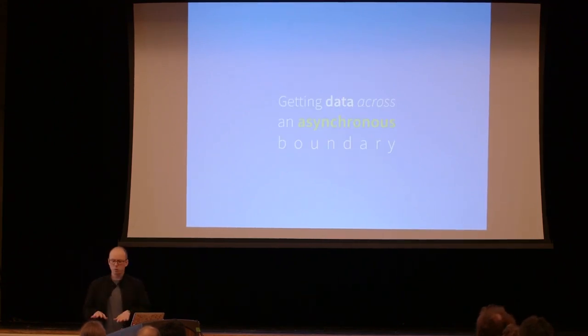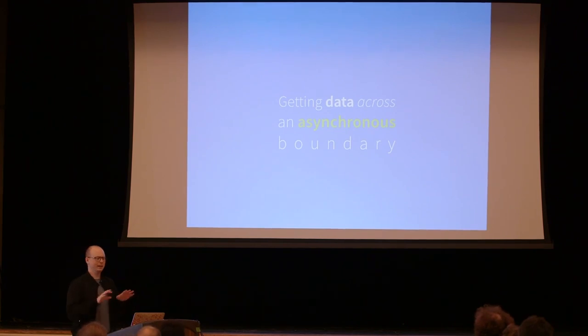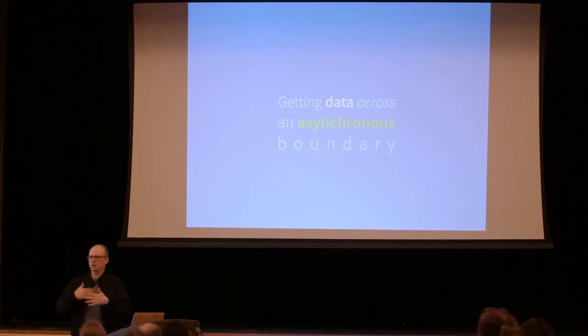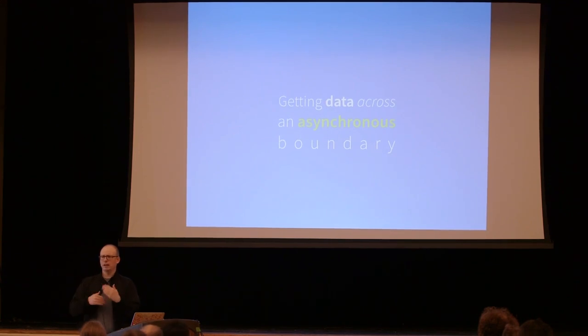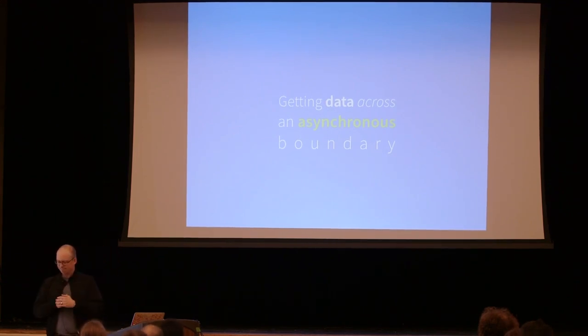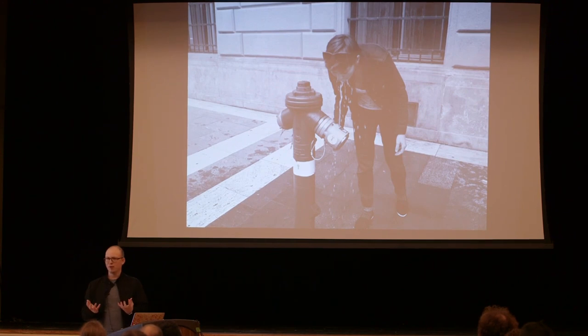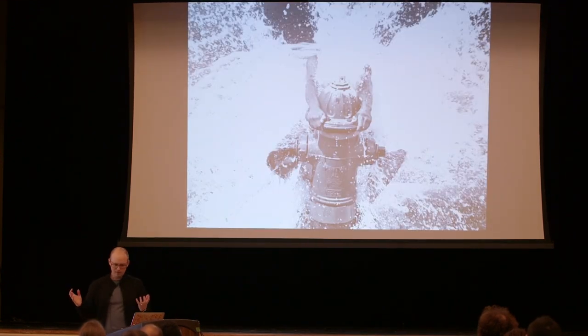So one of the core problems is, how do you get data across an asynchronous boundary? Right? How do I send information between something that runs here or at a different clock than something that is running over there? And you can think of it as, how do I drink from a fire hose without this, right?